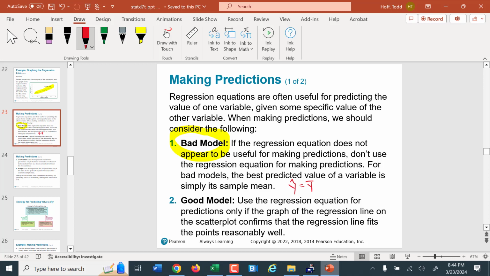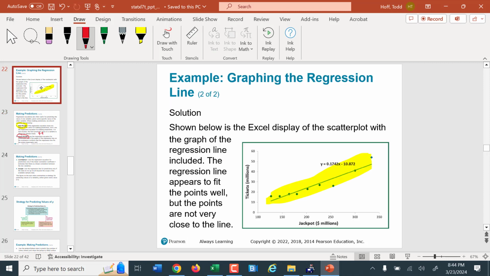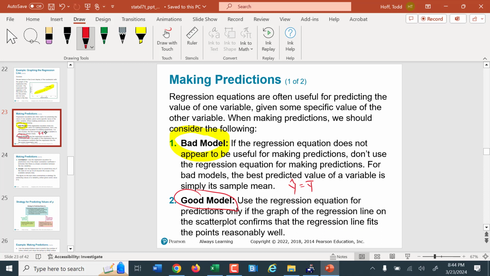In other words, there's not a great way to predict the y values. The x values cannot be used to predict the y values. A good model has that significant correlation that we found in the last section, and it looks like the points fall close to the line. So then we can use it to predict other values within the range of the data.